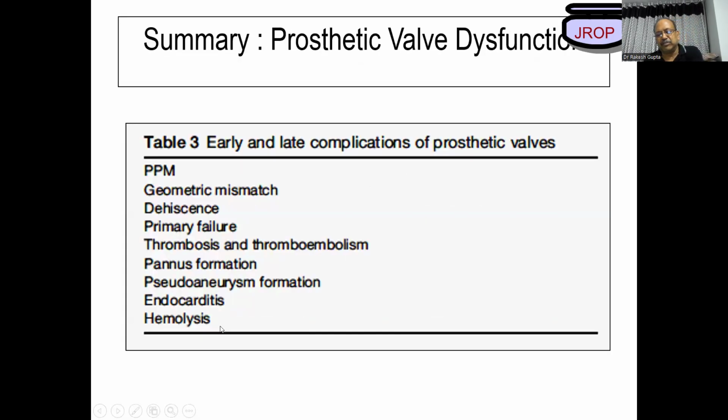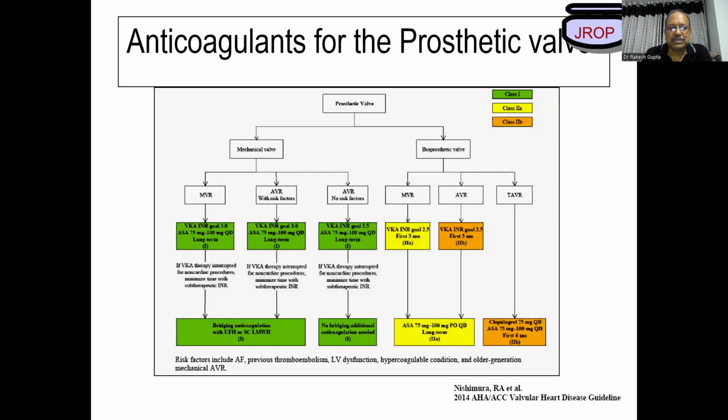Hemolysis is one word you have to remember all the time, because whenever you use metallic valves, the closure of the valve keeps on destroying the RBCs. And these RBCs can end up forming a thrombus or a pannus formation. That's why we use definite anticoagulants.